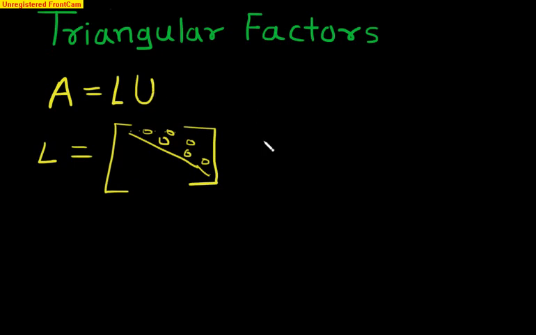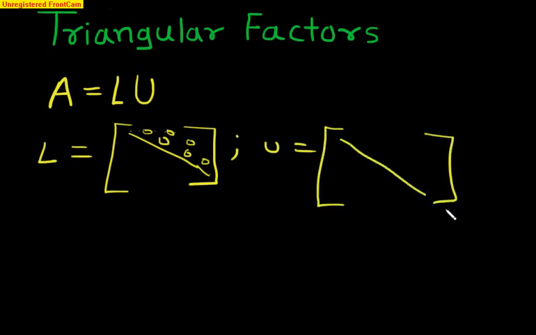And U stands for upper triangular matrix. Friends, those are the matrices whose elements below the diagonal are going to be 0, like this. I think it is clear what is meant by lower and upper triangular matrices.